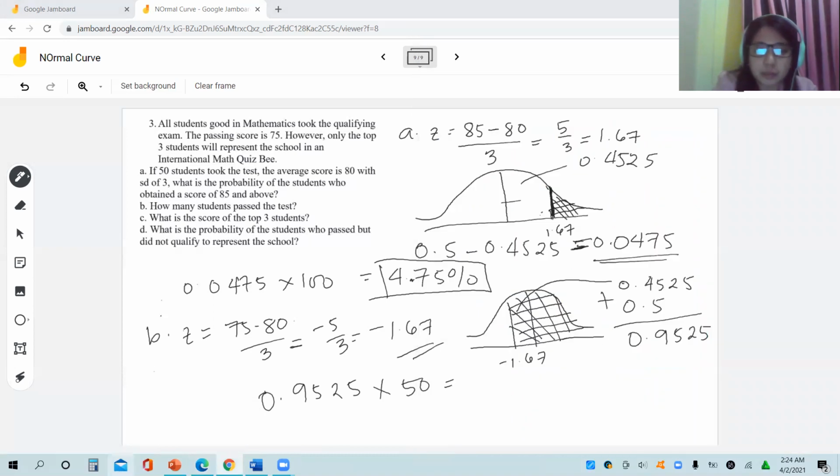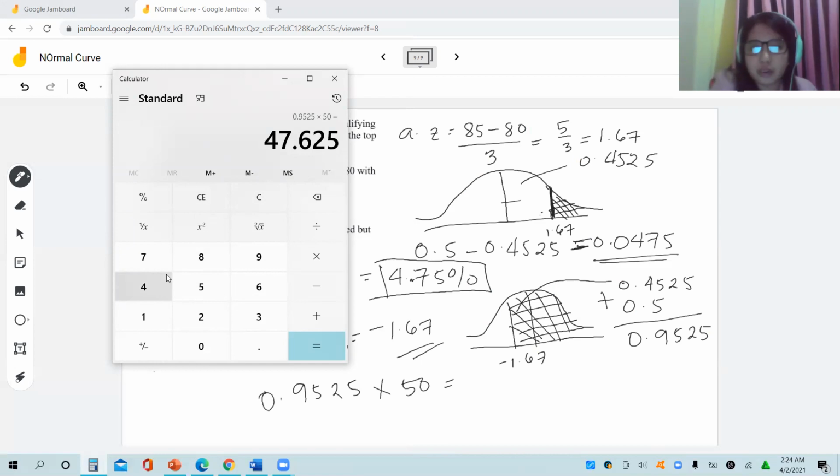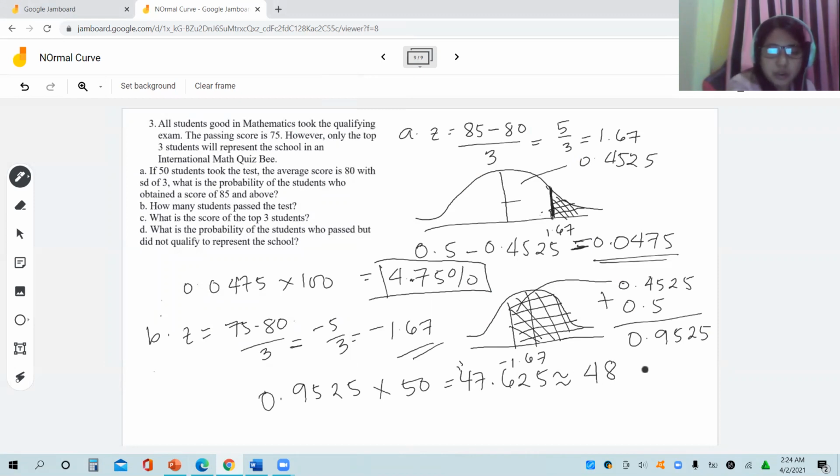So what is 0.9525 multiplied by 50? It is 47.625. But of course, we are talking about students, so we do not have 0.625 of a student. So approximately there are 48 students who passed the test.